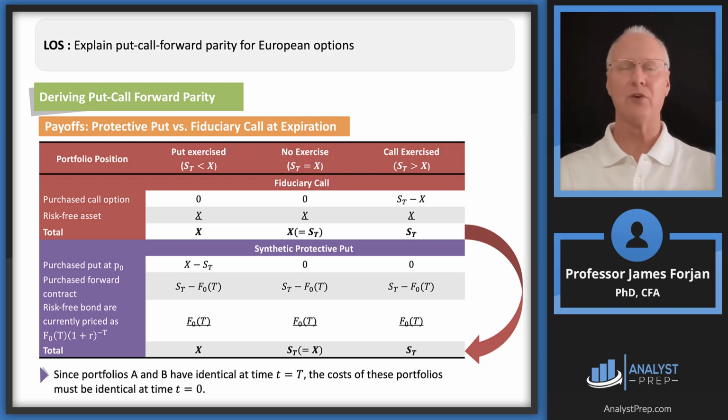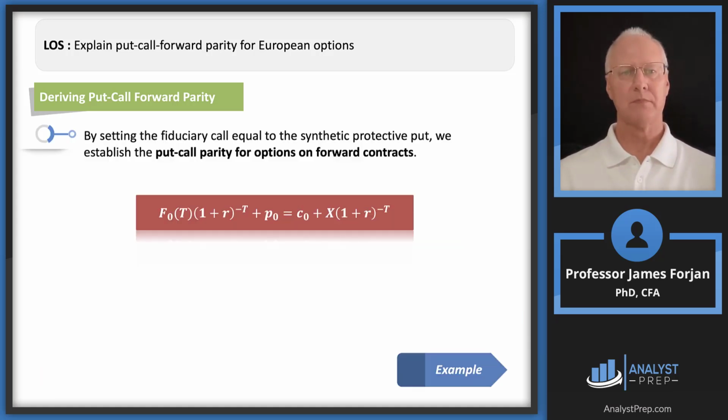So here's this beautiful picture and table that we took a picture of earlier. So go ahead and get your phones out and take a picture of this. And I don't think you need me to work through every one of those rows and columns, because they are identical to what we did earlier. But all we're doing, once again, is substituting a forward contract for the ownership of the asset. And so there we go. By setting the fiduciary call equal to the synthetic protective put, there's our red block for put call parity for options and forward contracts.